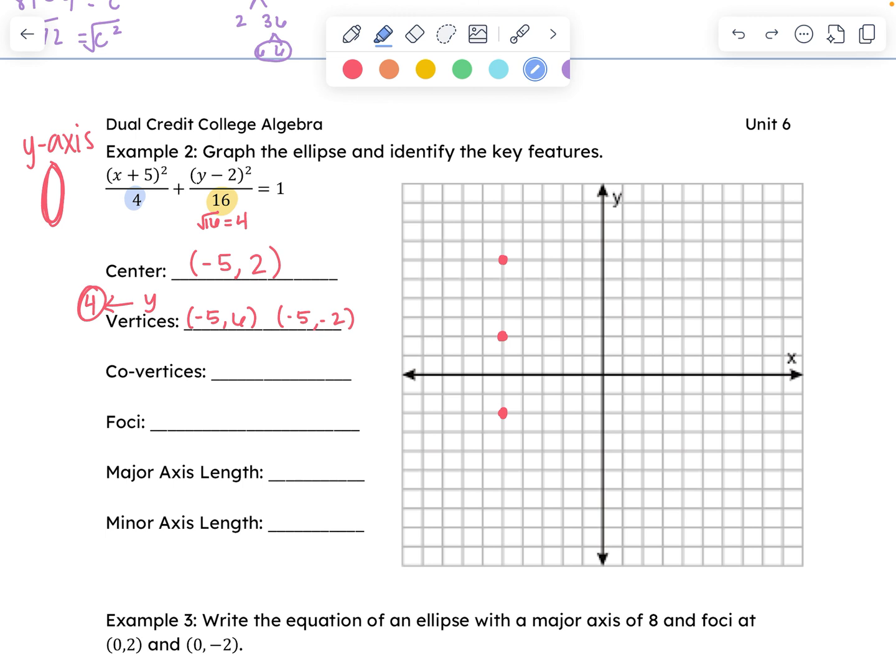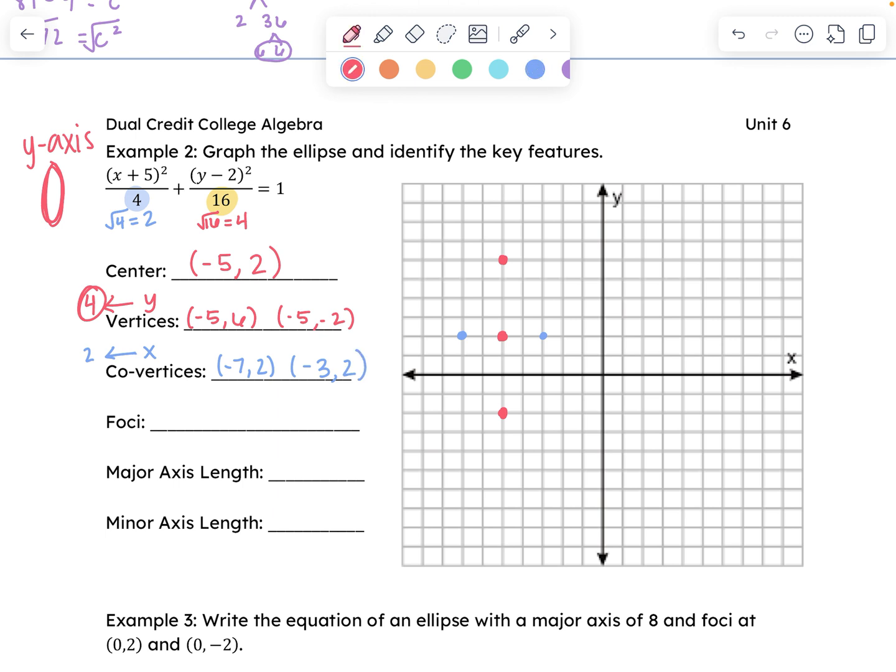Okay, my covertices come from my other number, my b, so I got to take the square root of that, which is 4. The square root of 4 is 2, so I'm going to add 2 and subtract 2 from my x value. Or you could count over to the right 2 and to the left 2. So the points that would go with that would be negative 7, 2, and negative 3, 2.